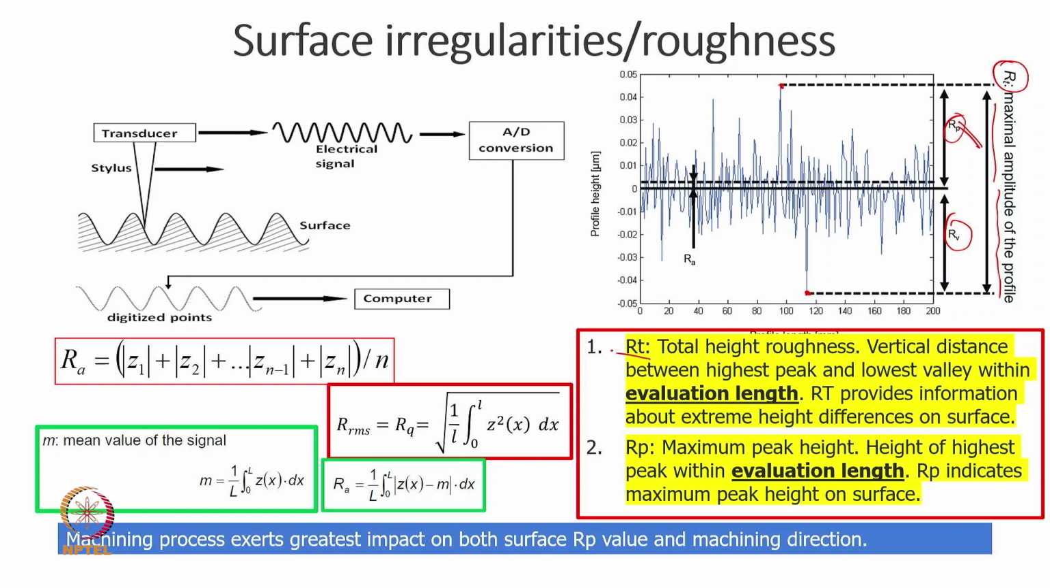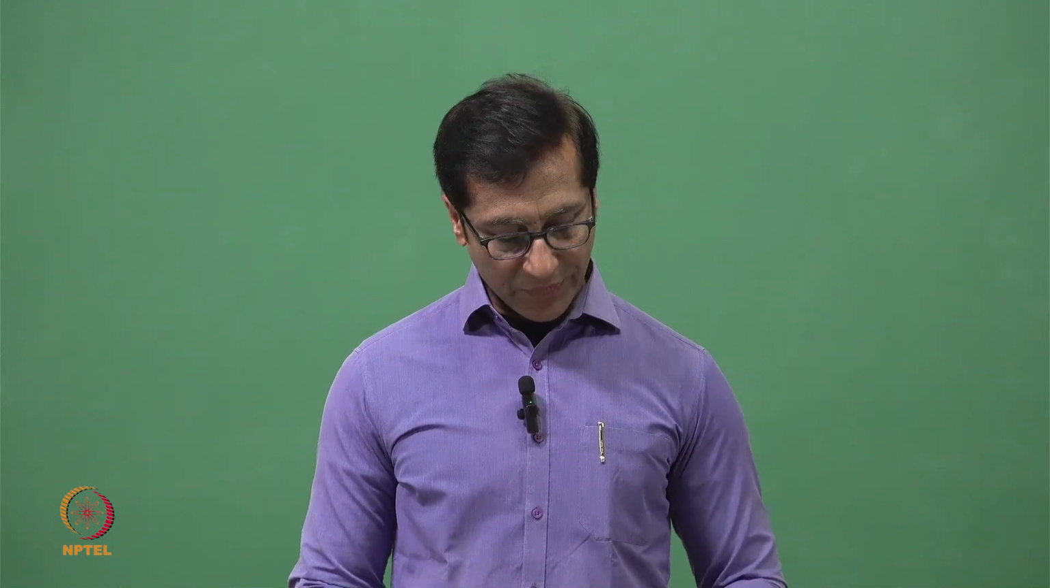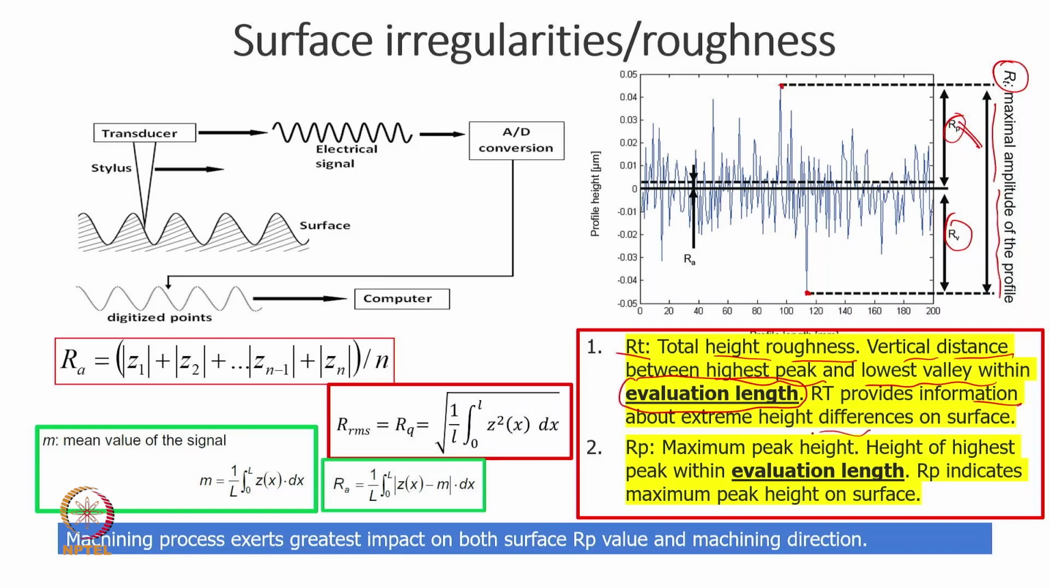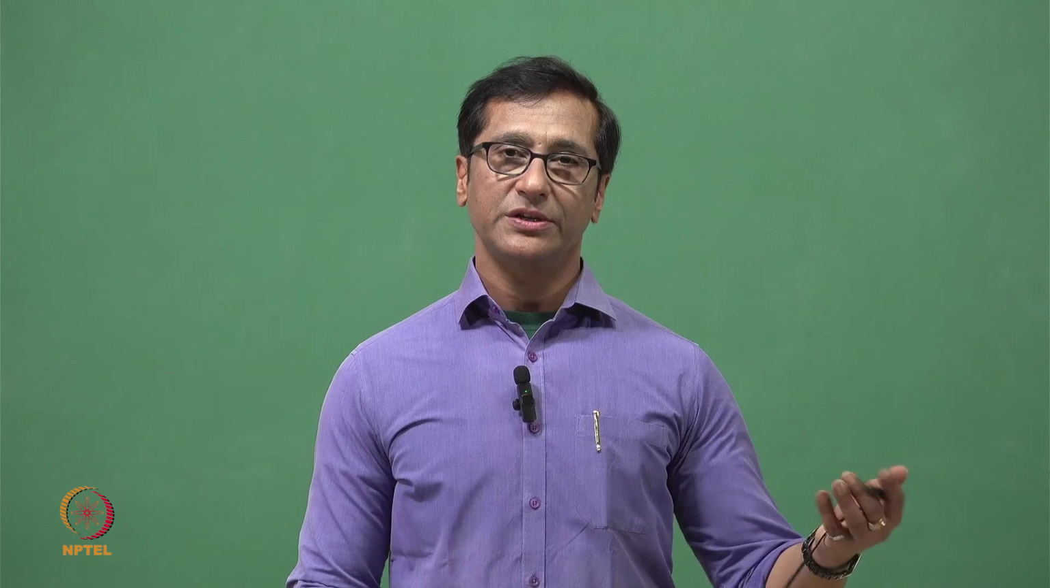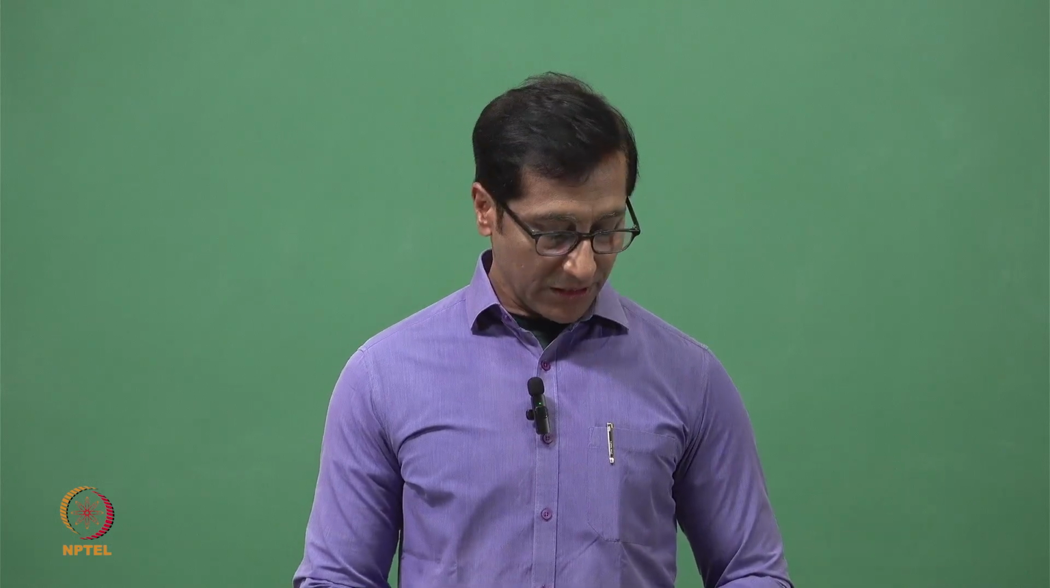We define here Rt as the total height roughness. It's basically the vertical distance, not the axial distance, between the highest peak and the lowest valley. And then the important aspect here is that we are using the evaluation length. What is the meaning of evaluation length? We'll be describing it in the next slide. We say this provides information, particularly the highest difference, which has significance. That means whatever manufacturing we are using may not be very good if the Rt value is on the higher side. If it is lesser, that means manufacturing has been done the proper way. So that is where some indication related to the manufacturing comes in.